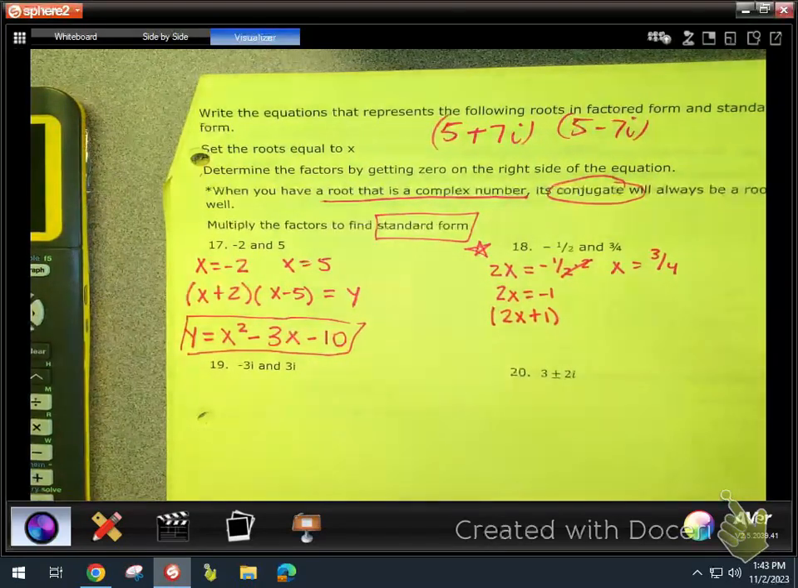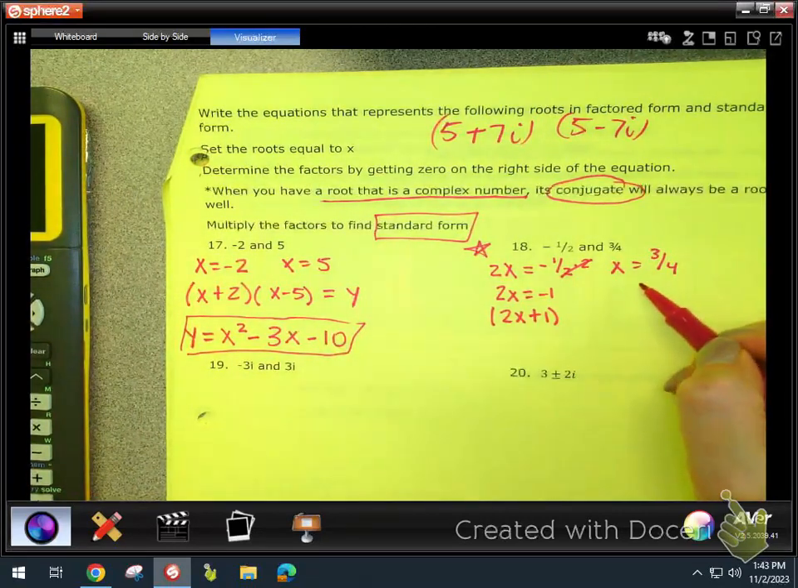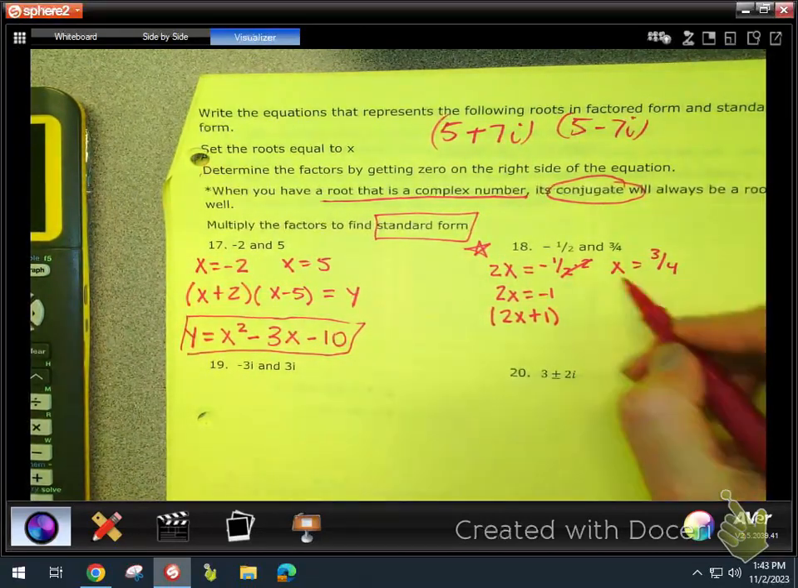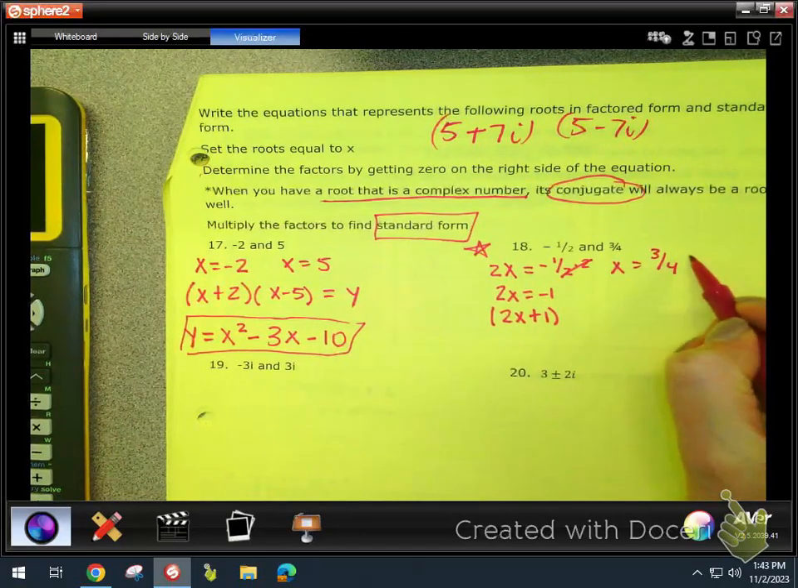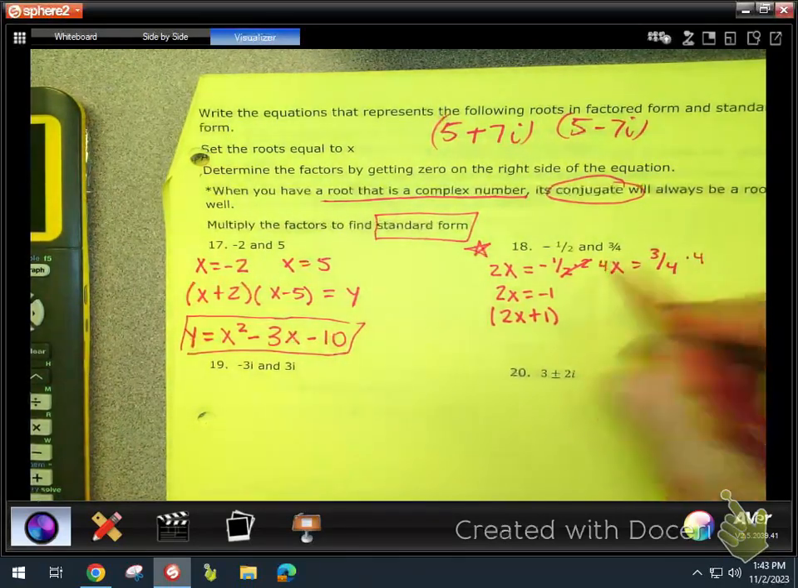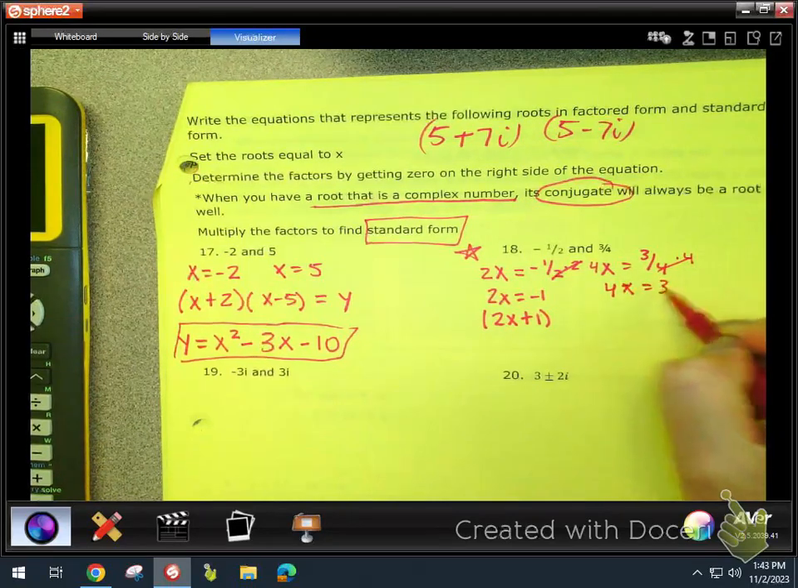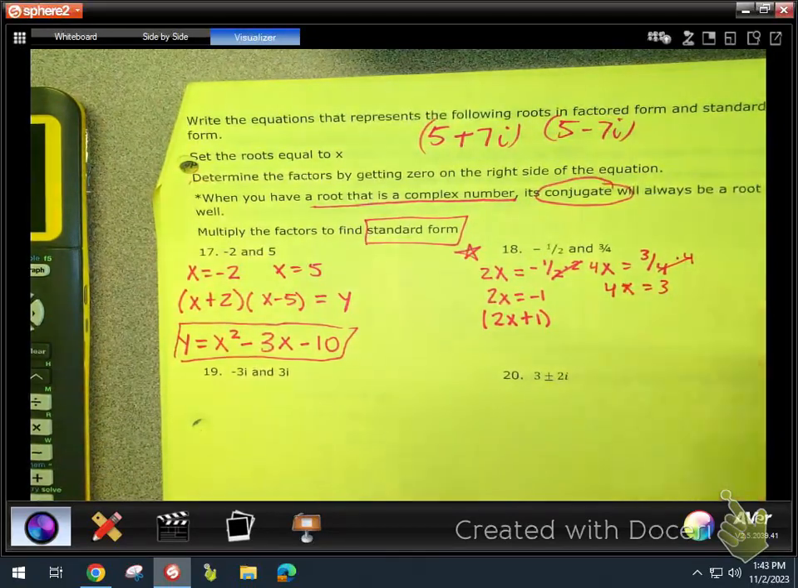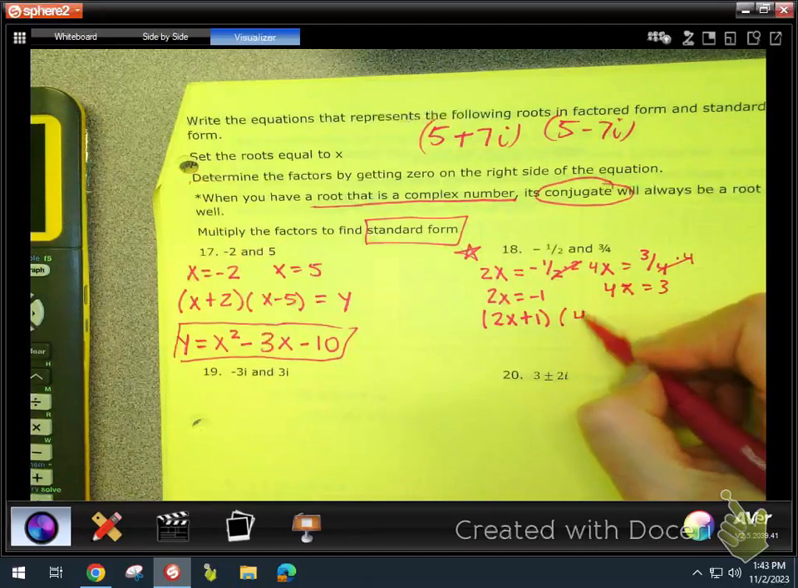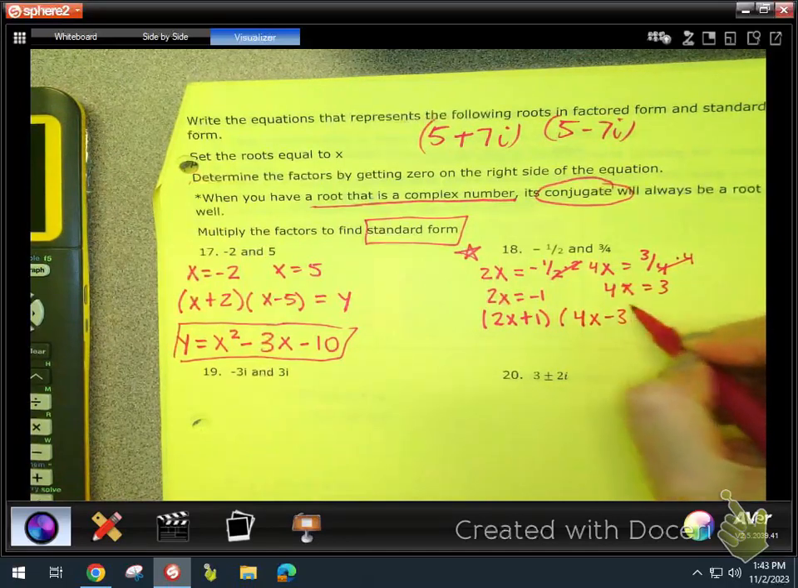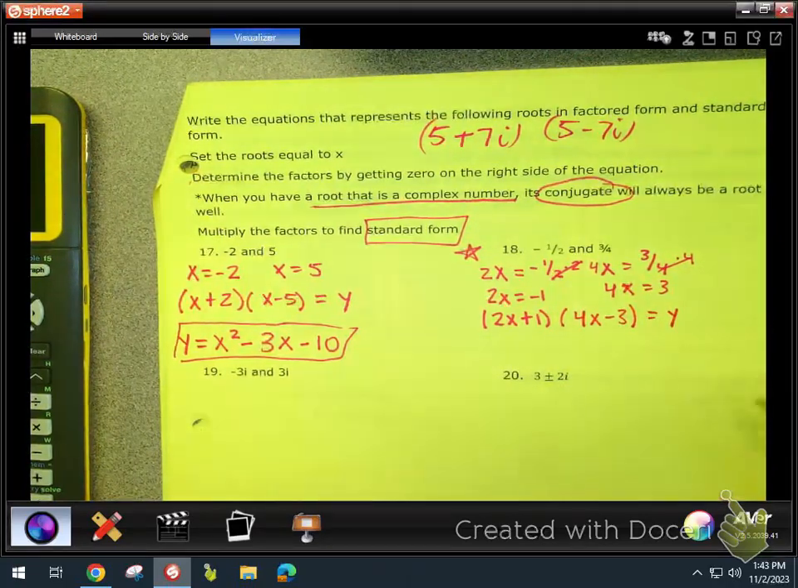If you can do that in your head, by all means. If you can kind of see how it's going to work, if you need to write out an extra step like I did, that works too. So with the x equals 3 over 4, I'm first going to clear out the 4 by multiplying it over. 4x equals 3, and then subtract over the 3. So that factor is 4x minus 3. And there's my factored form.